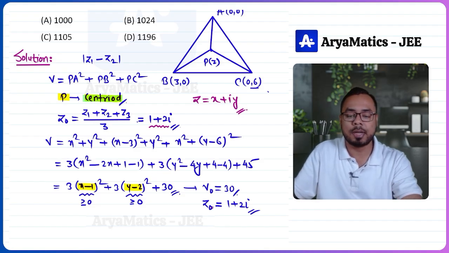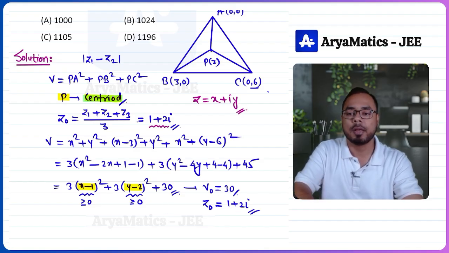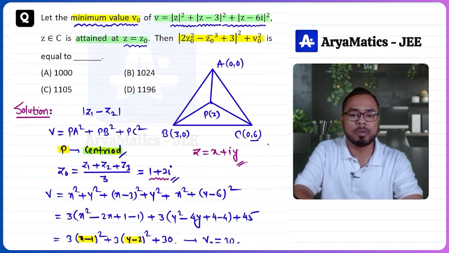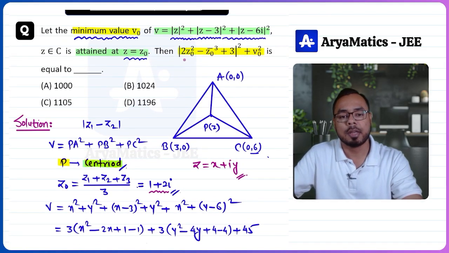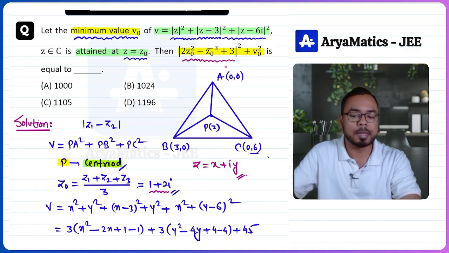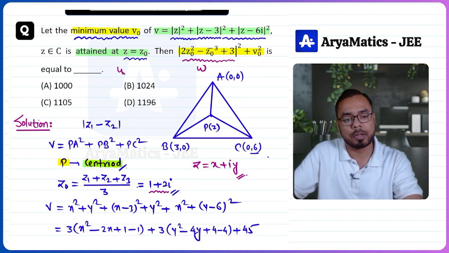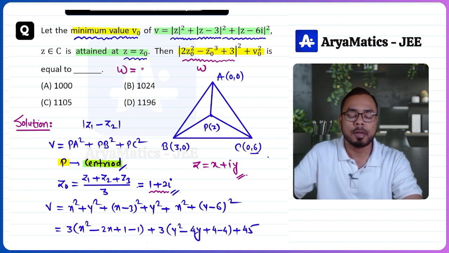So now V naught is 30, Z naught is 1 plus 2 iota, and we need to find the value of this expression. Now here in place of Z naught, you can substitute 1 plus 2 iota, and let us call this complex number some complex number omega. So in place of Z naught, when you substitute 1 plus 2 iota, you will find that omega will become 8 plus 6 iota, right?